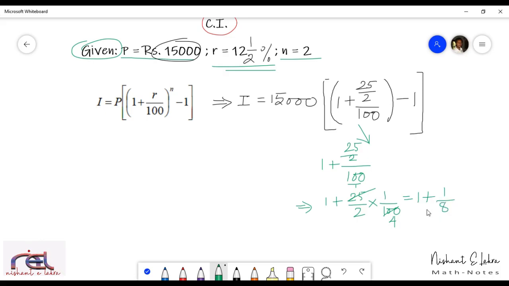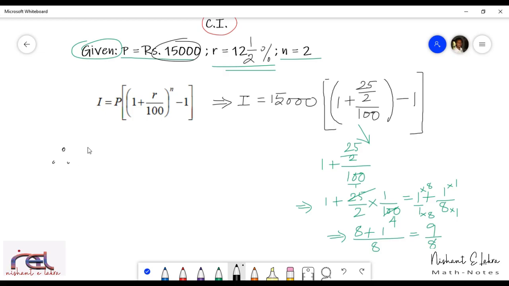I hope you understood this. 1 plus 1 by 8. And when you simplify it further, I think you know how to solve this, right? 8 is the LCM. 8 1s are 8, so 8 will multiply with the numerator, and we get 8 plus 1 1s are 1. So 8 plus 1 is 9 by 8. So this is what we get after we solve 1 plus 25 by 2 by 100: 9 by 8.